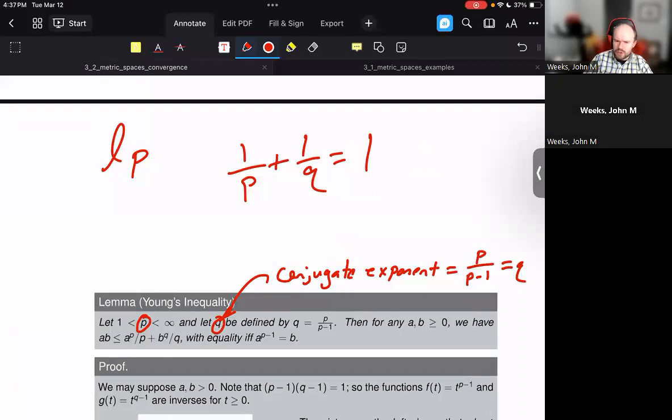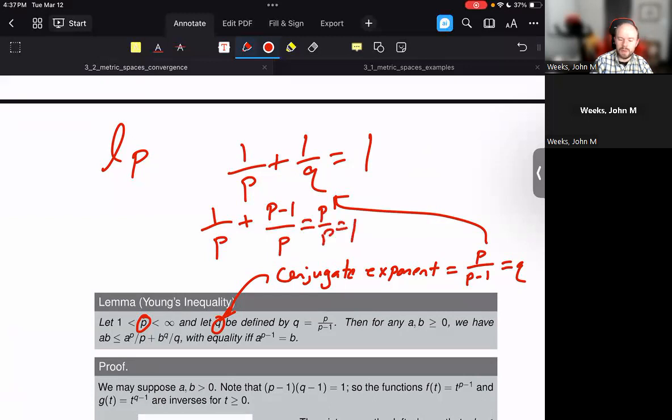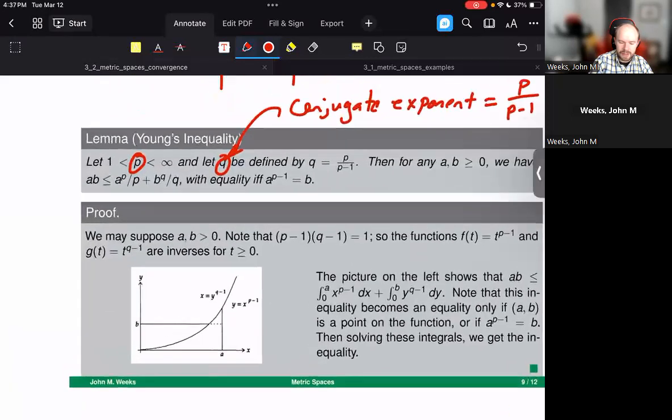But if you take those two terms and work with them together, then you can notice here, plugging in q is p over p minus 1, that this is 1 over p plus, after simplifying, p minus 1 over p. So this is p over p, which is equal to 1. So that's the reason for the definition here for this q. And that's exactly how it's used down here.